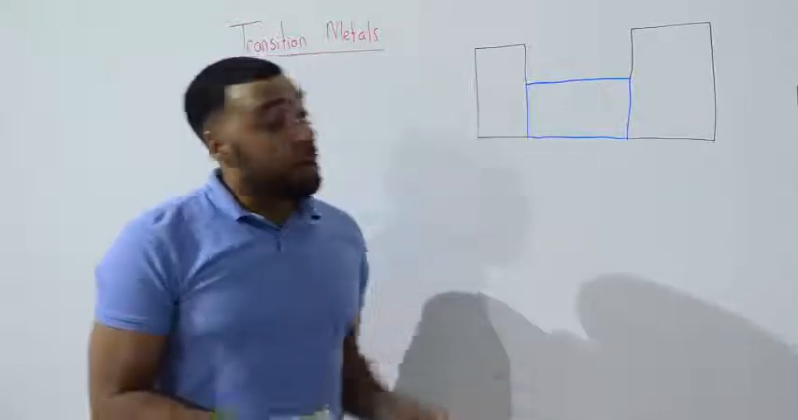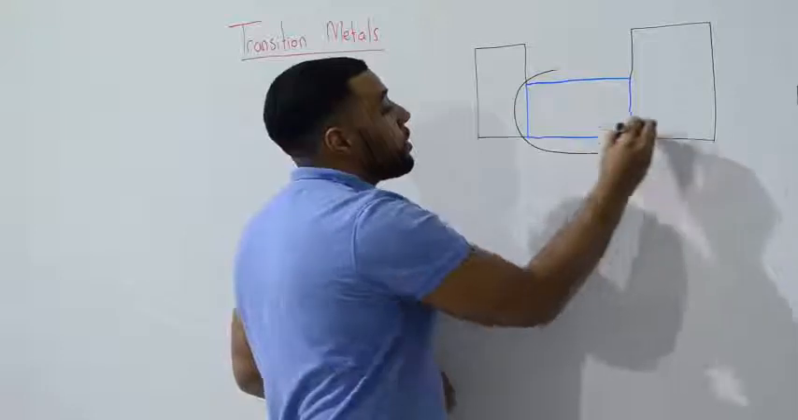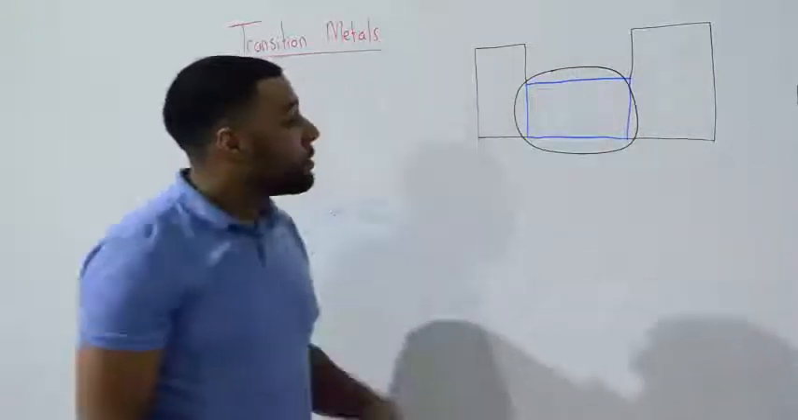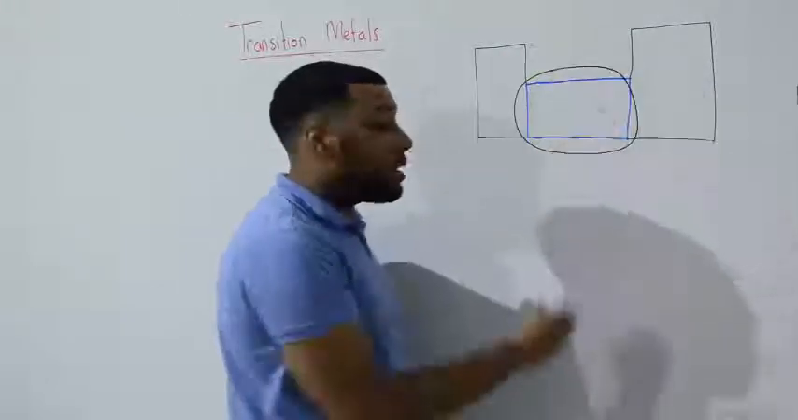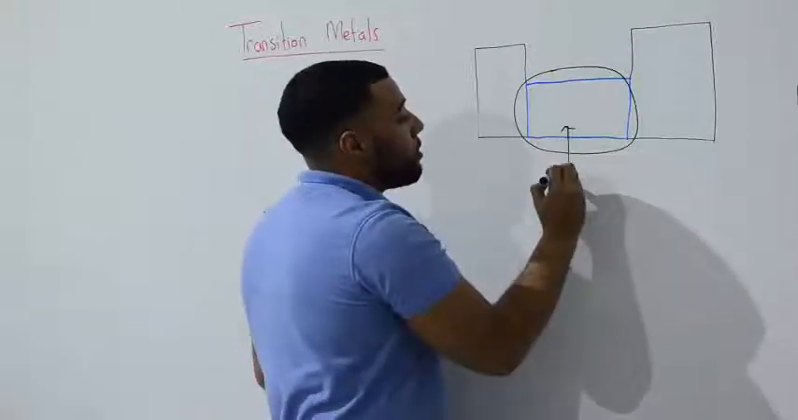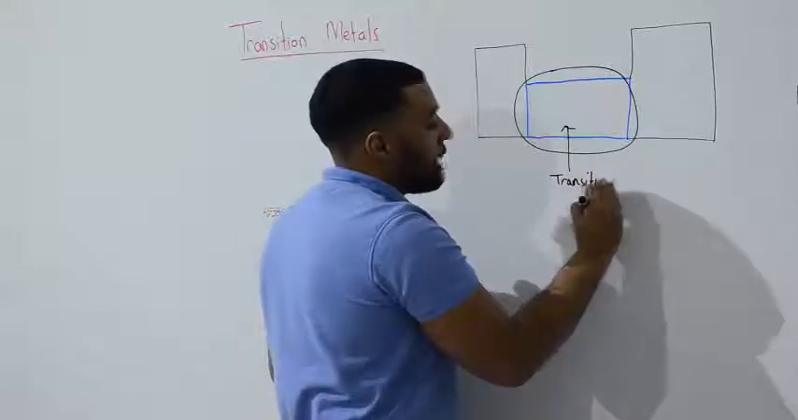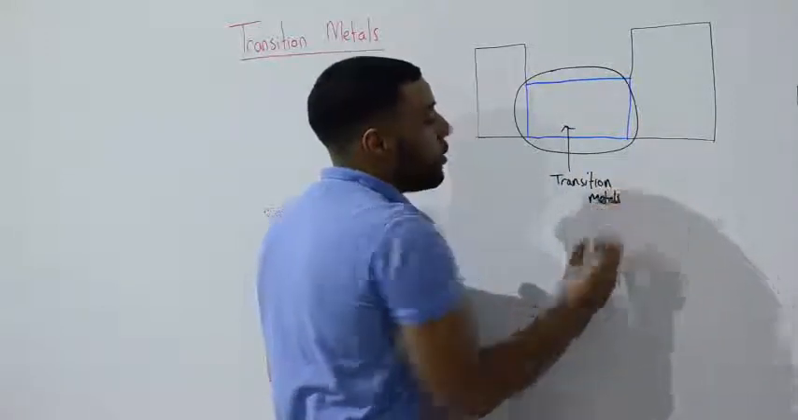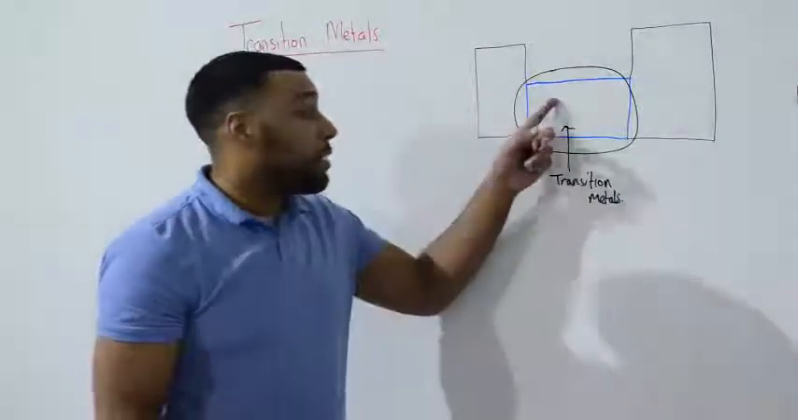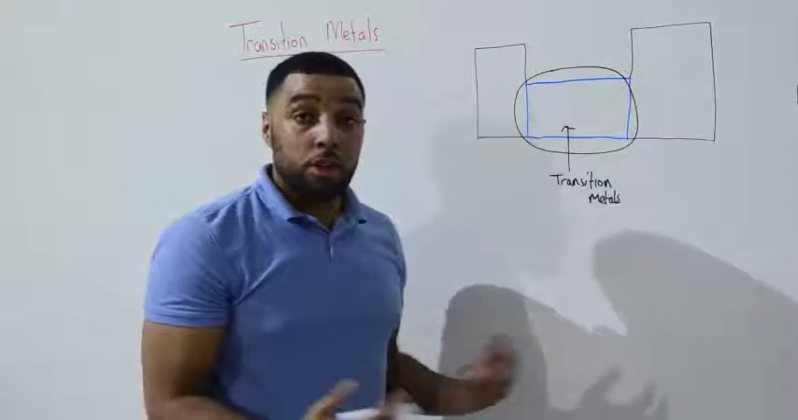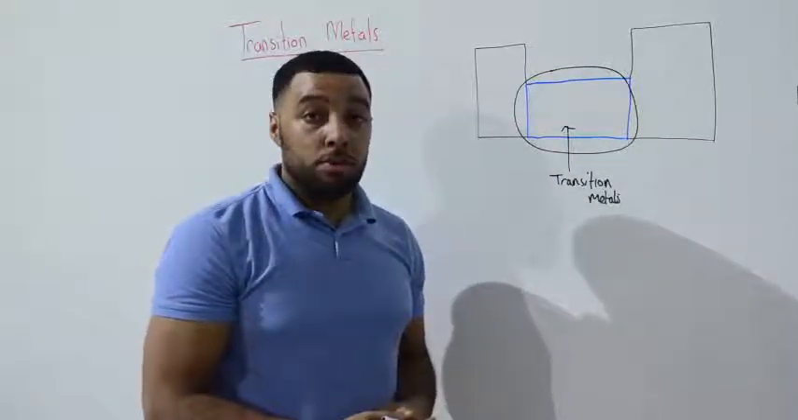In this lesson we're focusing on the transition metals. If you look at your periodic table, the section in the middle, between group 2 and group 3, these are known as the transition metals. Some common transition metals are iron, copper and gold. These are all examples of transition metals.